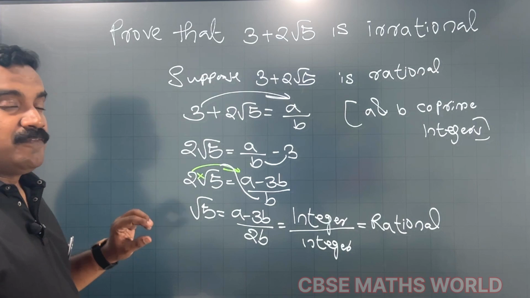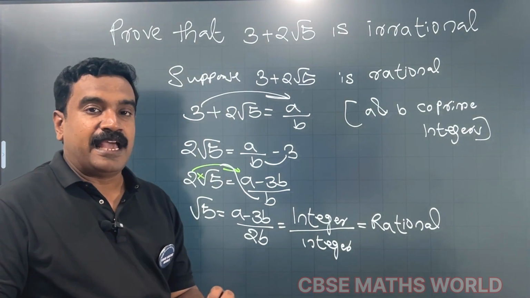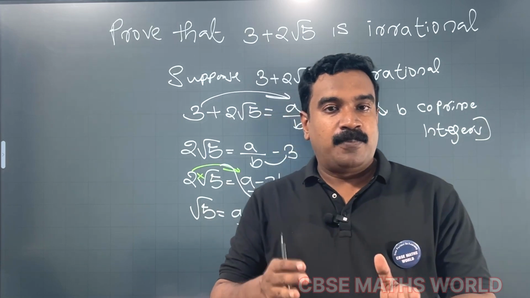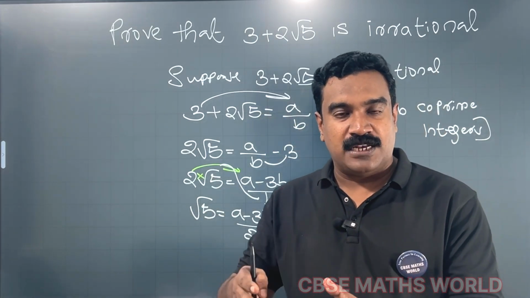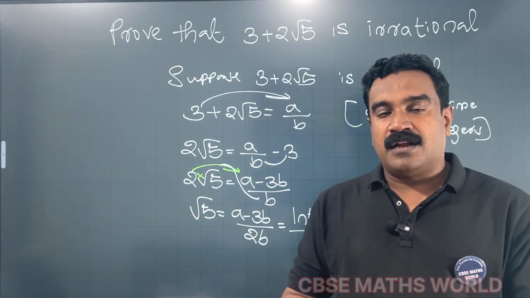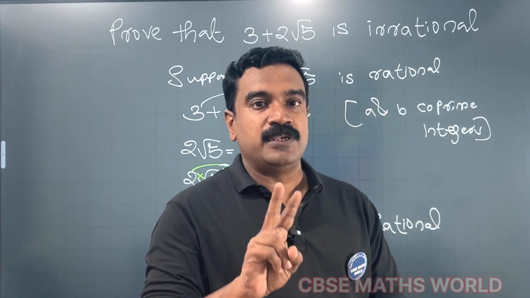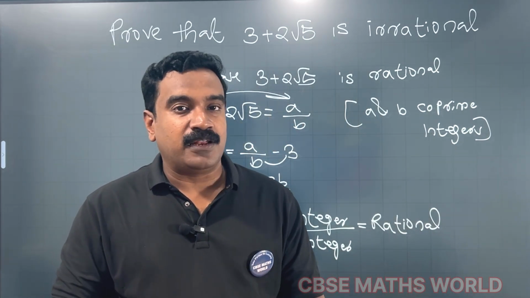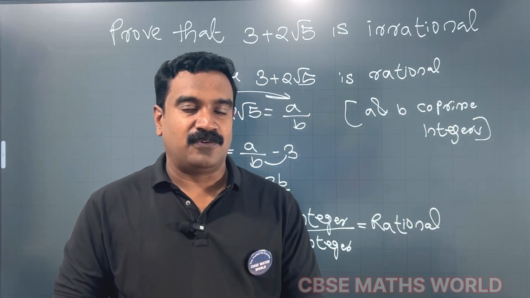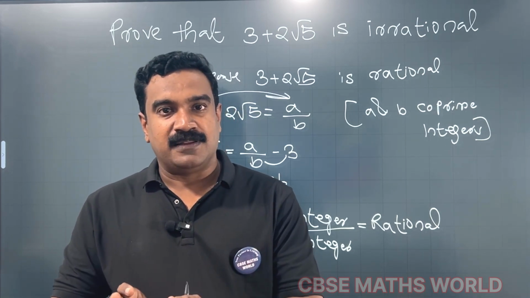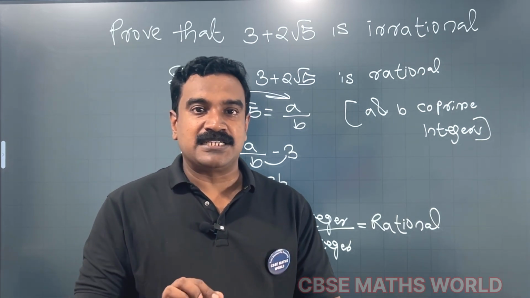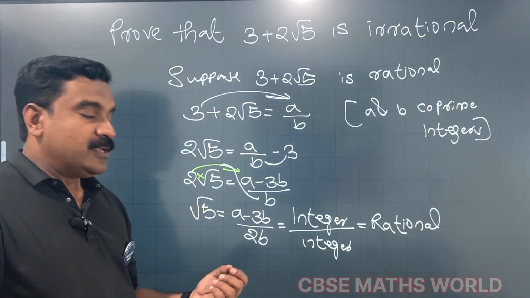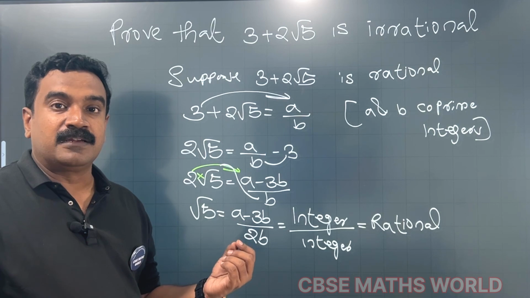But we know that root 5 is actually an irrational number. We don't get a specified value for root 5; the decimal part is not ending. If we consider root 4, its value is 2, so root 4 is a rational number. Root 49 is 7, since 7 into 7 is 49, so root 49 is a rational number. But you will not get any exact integer value for root 5. So root 5 is actually an irrational number.